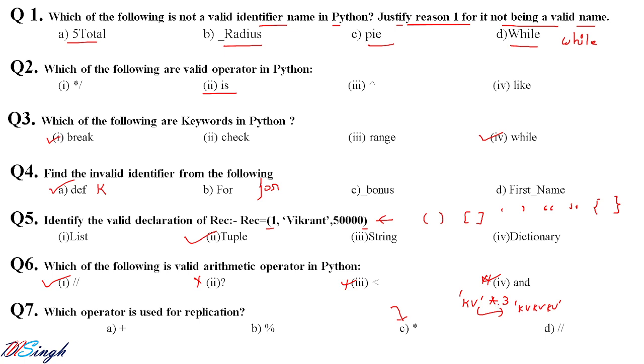Replication operator. And plus is also working with sequence, that is called what? Concatenation. So this concatenation means putting two things together. So this plus is called what? Concatenation. Star is called what? Replication.